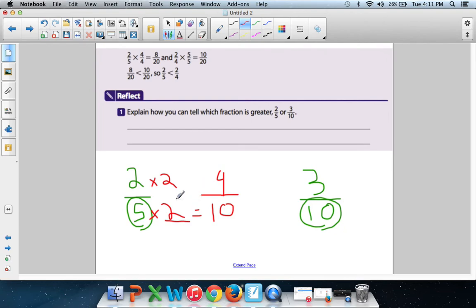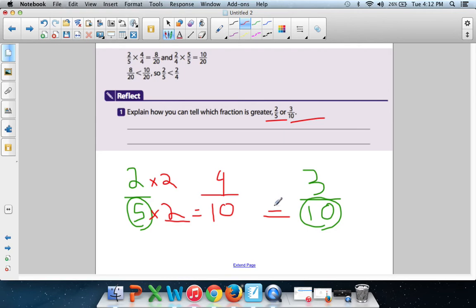And you might say, but Mr. Graham, it doesn't say to make an equivalent fraction. It says, can you tell which one is greater, 2/5 or 3/10? Well, since we turned 2/5 into 4/10, we can see which one is greater. Because look, the denominators are now the same. We like that. That makes it very, very simple. That's what we always want. We always want the denominators to be the same, pretty please, with sugar on top.